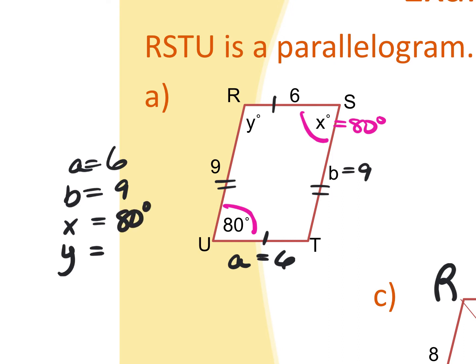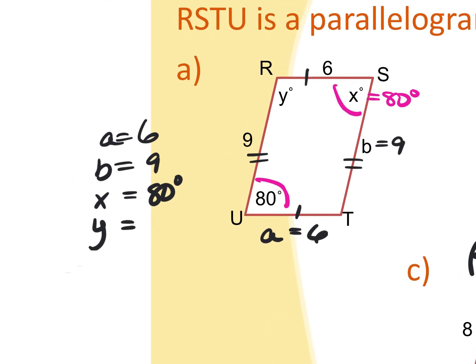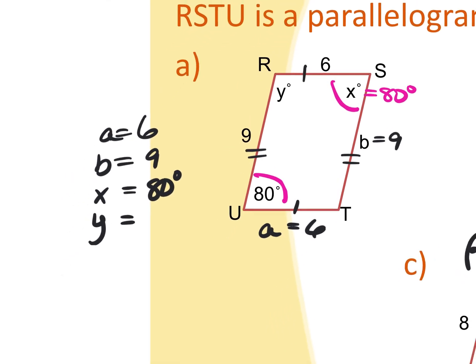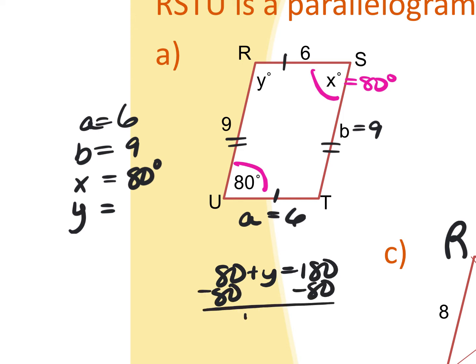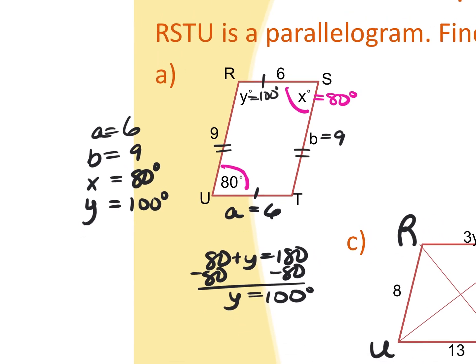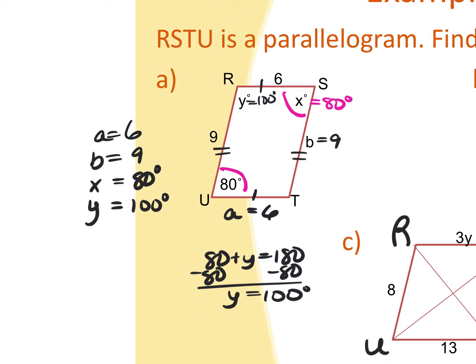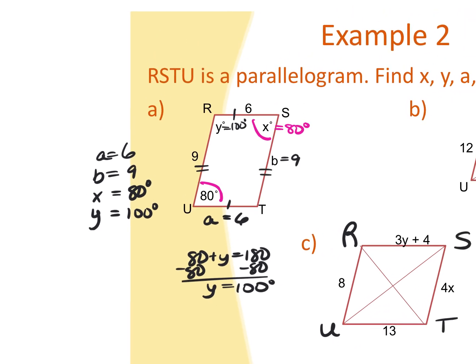And now to find Y, I know that U and R are supplements. So if it asks you to write something algebraically, you could do 80 plus Y equals 180, subtract 80, and Y equals 100. If it doesn't ask for something algebraic, you can just do 180 minus 80 and get 100. I'm going to be using the same properties or the same theorems to answer part B.